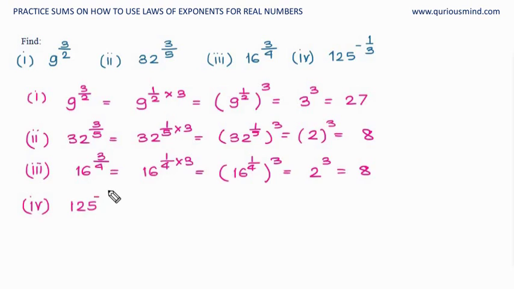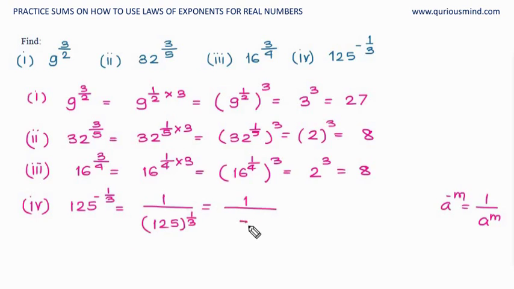125 raised to minus 1 upon 3. And we know that a raised to minus m is equal to 1 upon a raised to m. So this is the same as 1 upon 125 raised to 1 upon 3. And 125 is 5 raised to 3. So 5 raised to 3 whole raised to 1 upon 3. And that is equal to 5 raised to 3 into 1 upon 3. And 3 into 1 upon 3 gives us 1. So 5 raised to 1, or 1 upon 5, is the answer. Let's do the next one.